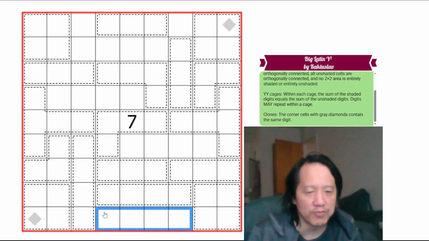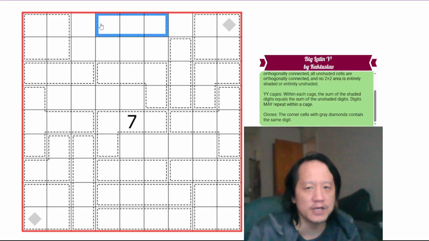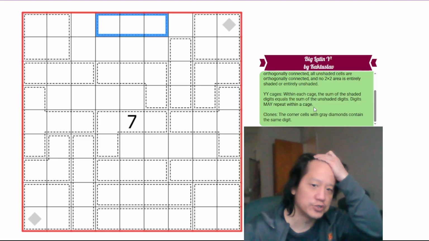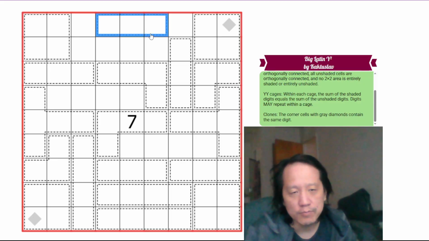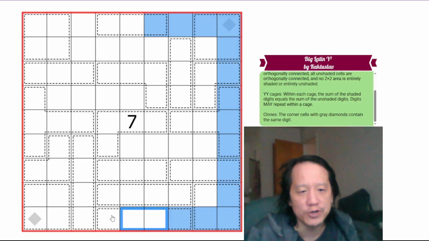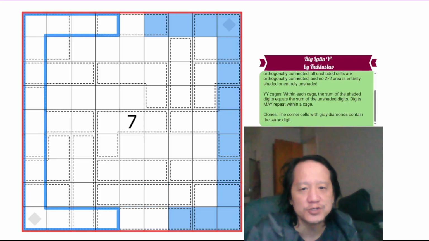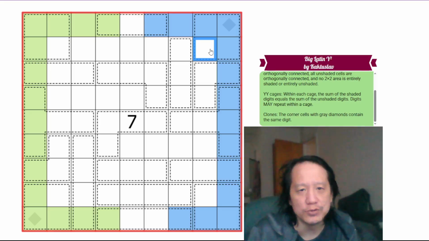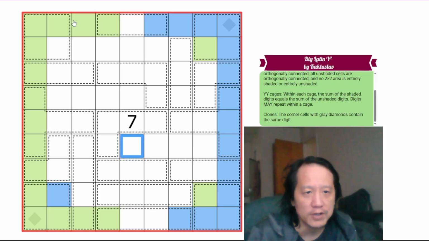So we know it has to swap here, and it has to swap here to have the YY cages sum, where the shaded parts sum to equal the unshaded parts. So this has to be all the same shading. It switches somewhere here, and then this is all the same shading. Therefore, this is a 2x2 area that's all blue, so this must be green. 2x2 area that's all blue, this must be green. 2x2 area that's all green, so this must be blue. 2x2 area that's all green, so that must be blue.